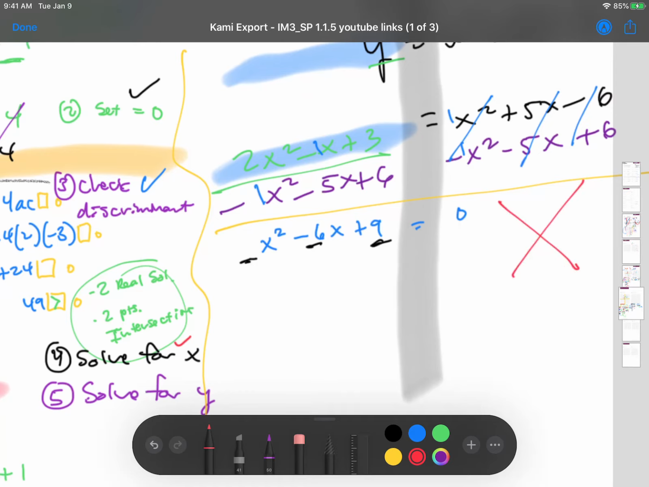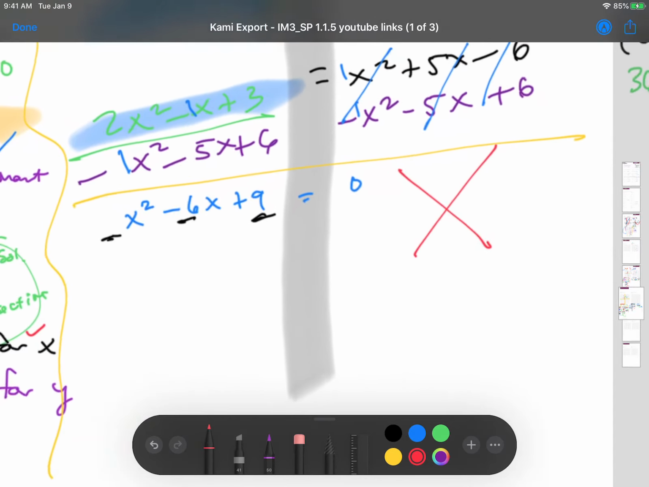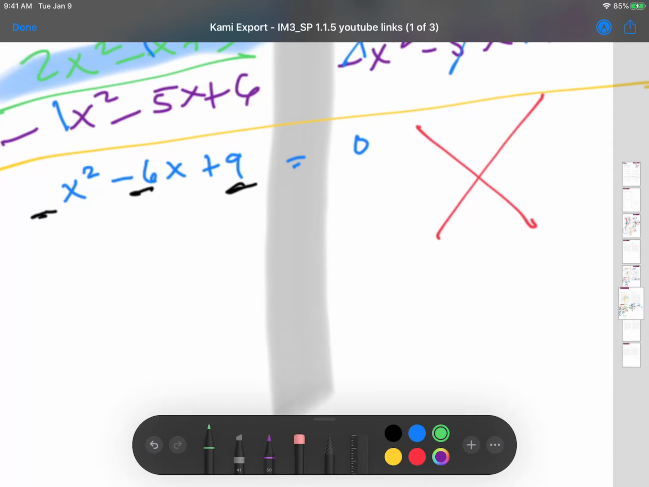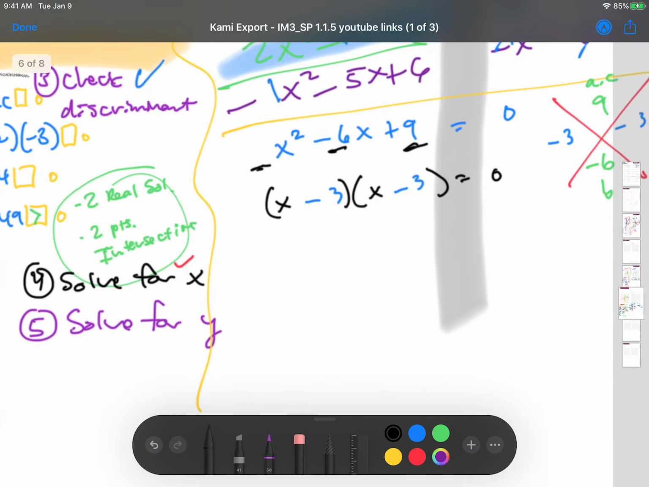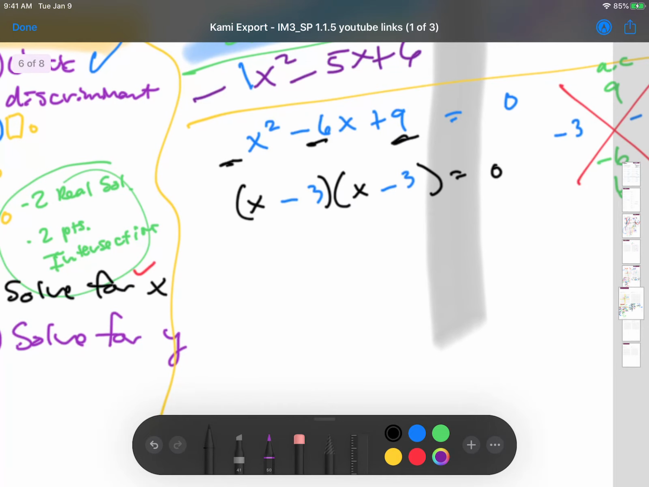Let's factor. Again, I'm looking over there on the left side. A times c gives me 9. My b value is negative 6. Two numbers that multiply to 9 are negative 3 and negative 3, and they add to be negative 6. So those are my numbers here. So we just factored, and now we need to solve for x. How do you solve for x? You're going to set this equal to 0. This purple step is called the ZPR, zero product rule.